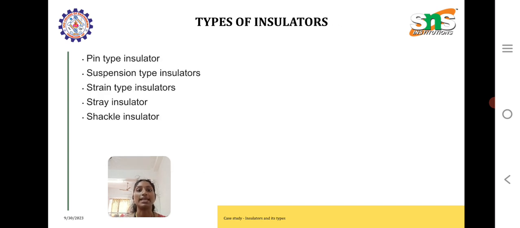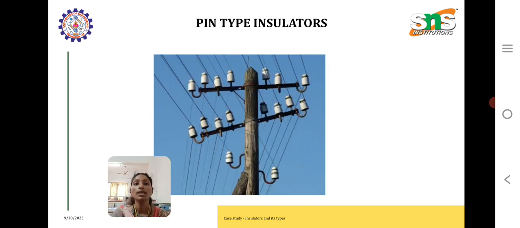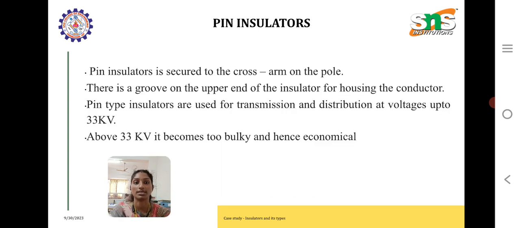And types of insulators, we have some 5 types: pin type insulator, suspension type insulator, strain type insulators, stray insulators, and shackle insulators. So the first one is the pin type insulator. This is the picture we see in our daily life, but we don't know that this is called an insulator. This is one type of insulator which is a pin type.